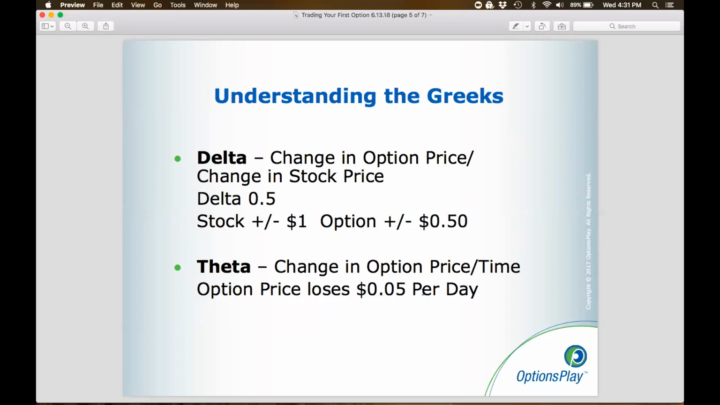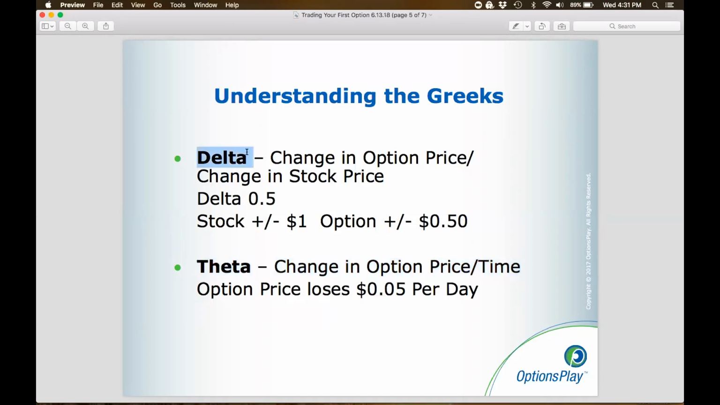When you trade stocks and it goes up by $1, you make $1. If the stock goes down by $1, you lose $1. So it's very straightforward, but it's not the same when you're trading options. The two Greeks that you want to make sure you understand are delta, which is the change in the option price with respect to the change of the stock price, and theta, which is the change in the option price with respect to time.